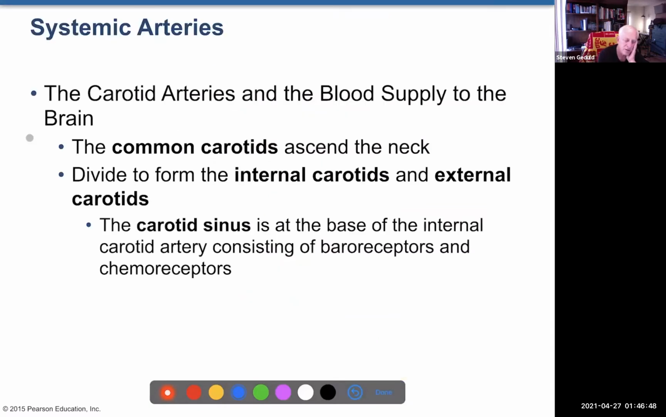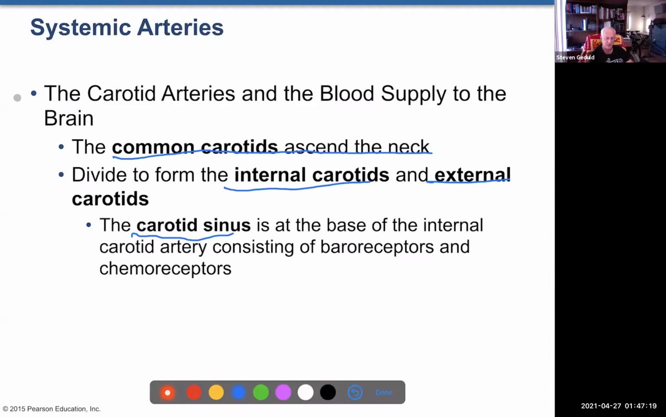Okay. The common carotids. The common carotid arteries go up the neck. They divide to form your internal and external carotid arteries. The carotid sinus, okay, is at the base of the internal carotid artery, consists of a baroreceptor and chemoreceptors. Baroreceptors measure pressure. So it determines your blood pressure and allows your body to adapt for it with angiotensin, we talked about, whether we release antidiuretic hormone to increase water and increase blood pressure or decrease blood pressure.